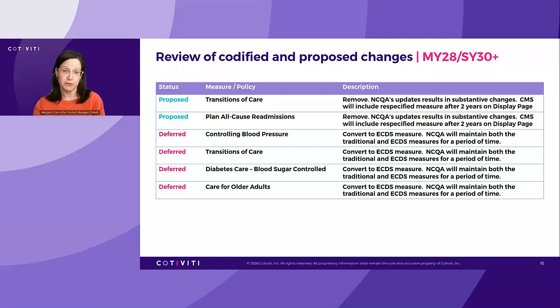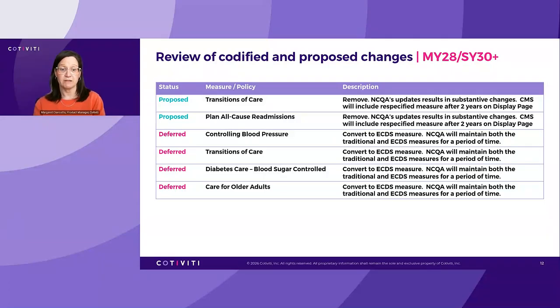CMS's other proposal was to remove PCR. NCQA is considering substantive updates to the measure, including re-estimating the risk adjustment models and including denied claims in the denominator and numerator. If NCQA proceeds with these changes, the re-specified measure will return after at least 2 years on the display page.